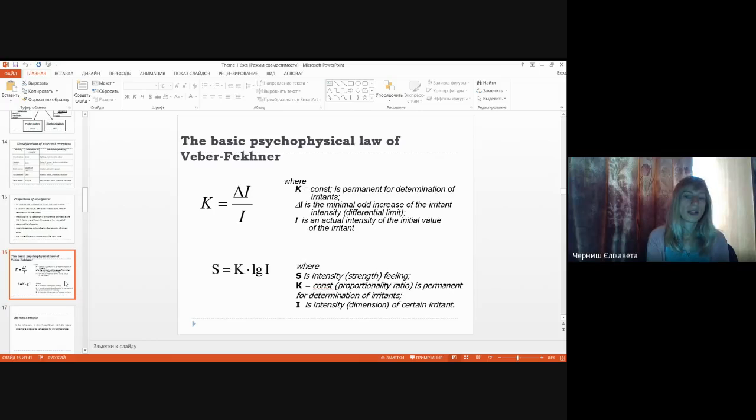Intensity can be dangerous if such an irritant poses some danger for our life, for example. So the level of irritant can be harmful in fact, and we can see this, for example, with sound. You know about noise pollution, and the level of sound can have a negative effect on our health.